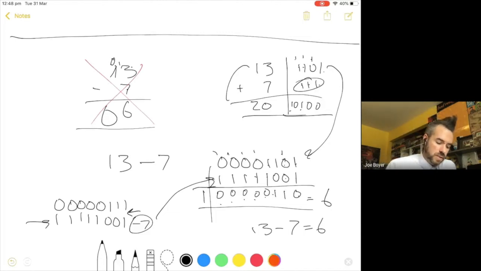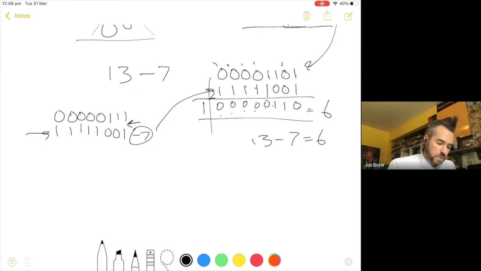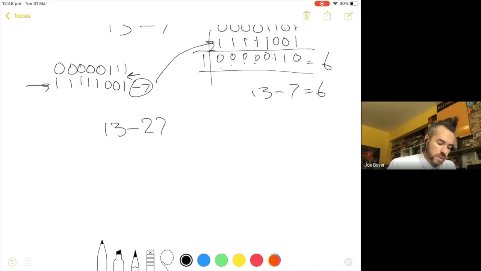It would also work if this second number was bigger. So for example, if we were doing 13 take 27, then we'd go through our whole process. We'd do 13 as a positive number, turn 27 into a negative number, and then we'd end up with a number here. This number would end up being a negative number, so it would have a 1 at the beginning and some other things. I'm just making them up. And then when we turn that into a 2's complement, we'll get an answer of, in this case, negative 14.